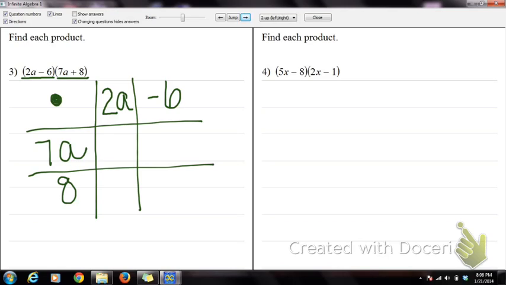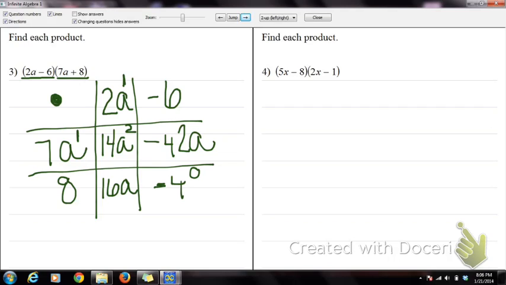So 7 times 2 is 14, and a times a is a squared. You can draw on your invisible ones if this helps you remember to add the powers. Going down this column and this row, we see negative 6 times 7 is negative 42a. We don't need to draw the invisible one, but if you want to, go for it. Down this column and this row, we have 2 times 8, which is 16, and we must keep our a with 16 because the 2 is attached to a. Down this column, we have negative 6 and 8, and we have a negative 48.